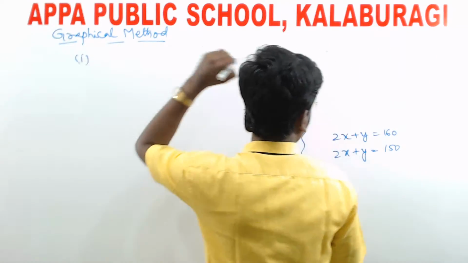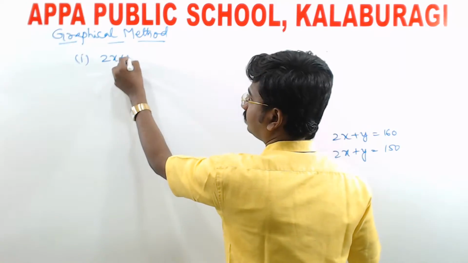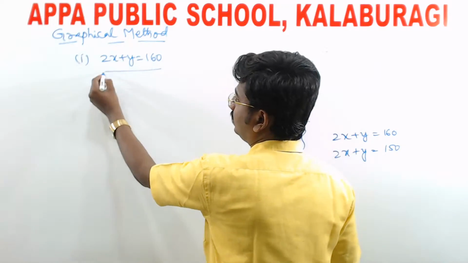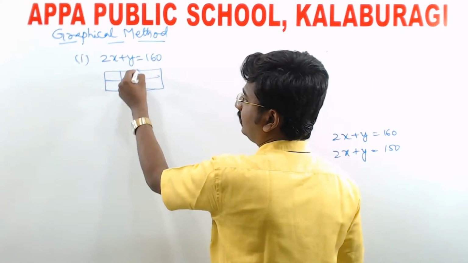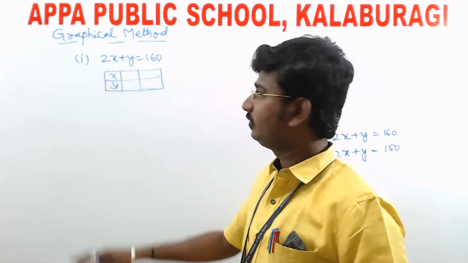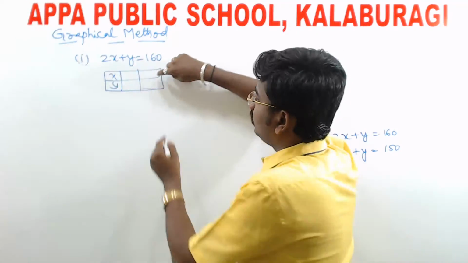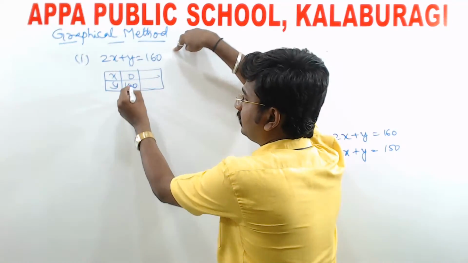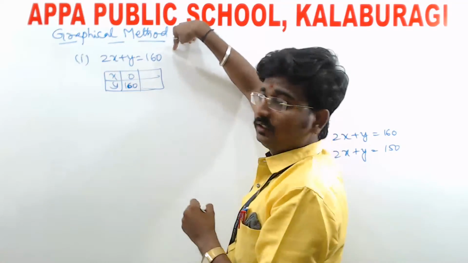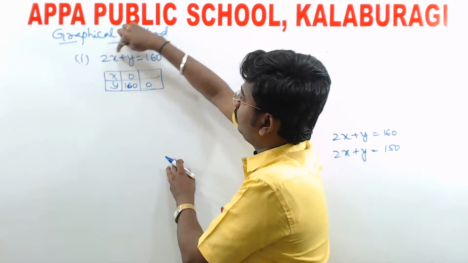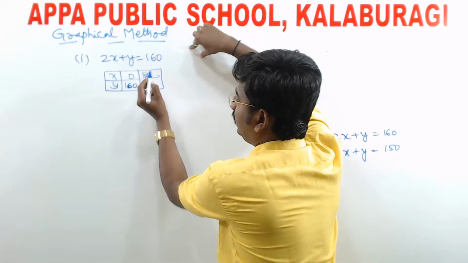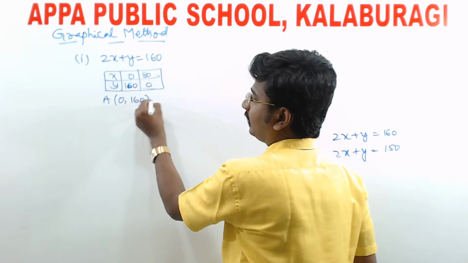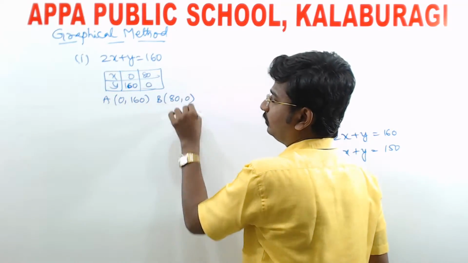First equation was 2x plus y equal to 160. So again same procedure, x and y. I will not waste much time. Calculation is easy. When x becomes 0, 2 into 0 is 0, y value will be 160. When y is 0, 2x equal to 160, 2 ones are 2, 80s are 160. So point A is (0, 160) and point B is (80, 0).